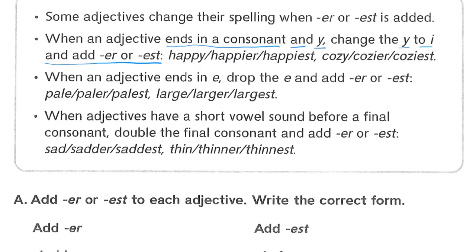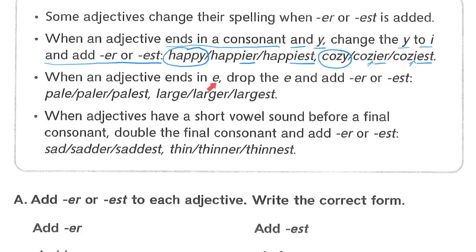So if you have the word happy as your adjective, you could say happier, change the Y to an I and add ER. Or if you're going to say happiest, change the Y to I and then put EST on the end. The same thing happens with cozy. If I want to say cozier, change the Y to an I and then put ER on it. Change the Y to I to put EST on it for coziest. That's a good rule. Now here's your next one.